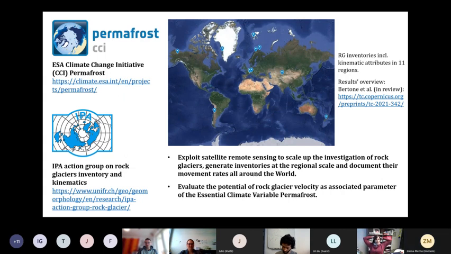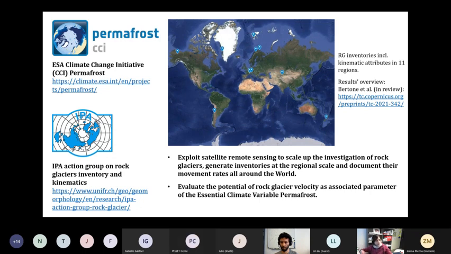And so this project is part of bigger initiatives. Most of the inventories I will present today have been made thanks to the funding from the European Space Agency Climate Change Initiative Permafrost, CCI. You can also look at the link. It was a little add-on project, part of this bigger initiative, focusing on mountain permafrost and rock glacier inventories and time series monitoring. There is also a lot of synergy with the IPA Action Group, because both initiatives started at about the same time, and we also used the work done in the IPA Action Group to design these guidelines that can be applied in the CCI project.